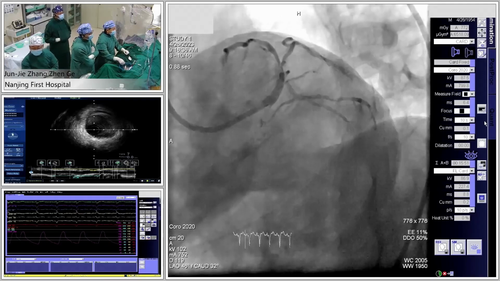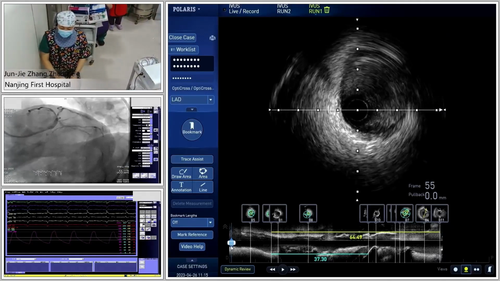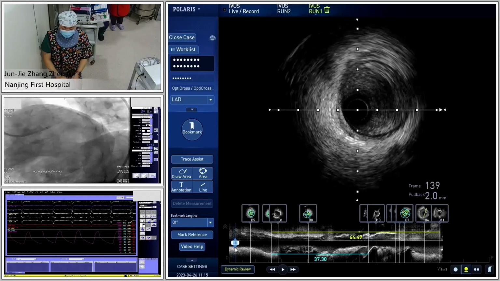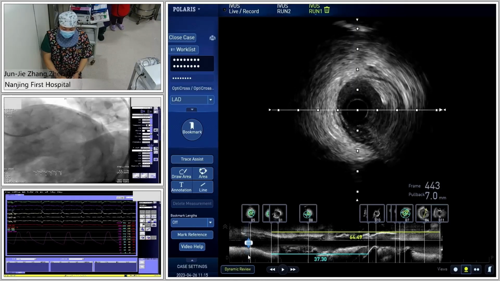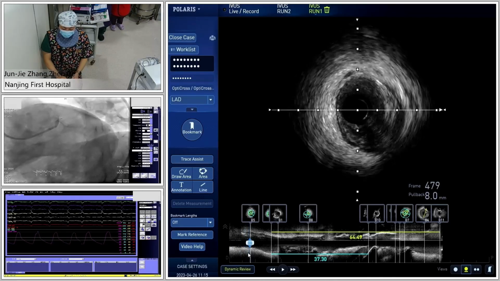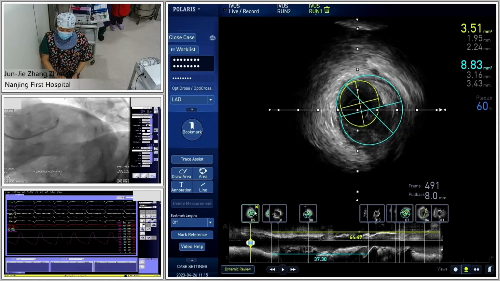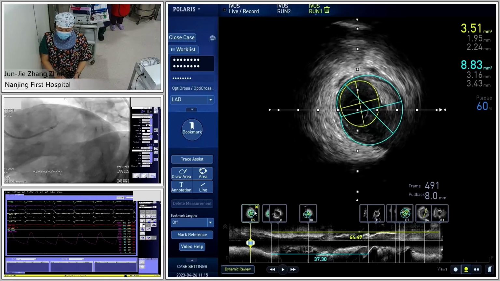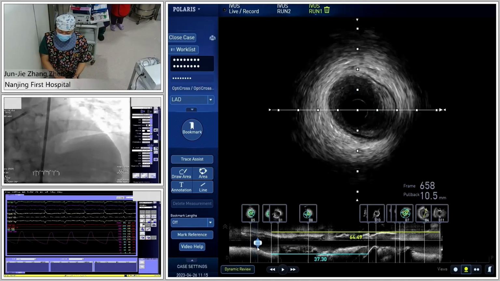The first one we check is IVUS from the distal LAD to left main. Here this is the distal LAD, and the vessel is not normal. Then pulling back, we can see eccentric plaque, and the plaque area gets larger and larger. Here is the minimal lumen area, about 3.5 square millimeters, and the plaque burden is just 60%. Then pulling back, the plaque area gets smaller.